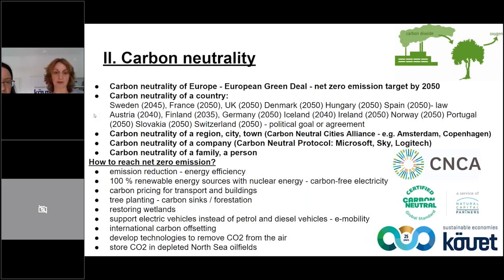These are the carbon neutrality possibilities for a company or for a country or even for a person. You can see here some logos for this Carbon Neutral Cities Alliance and for the Carbon Neutral Protocol, which can be reached by the companies. So thank you. This was all about carbon neutrality. I give back the floor to Joarito.